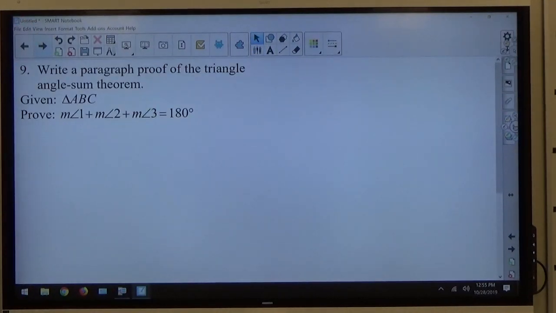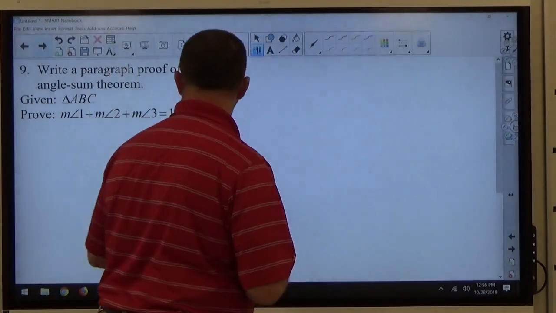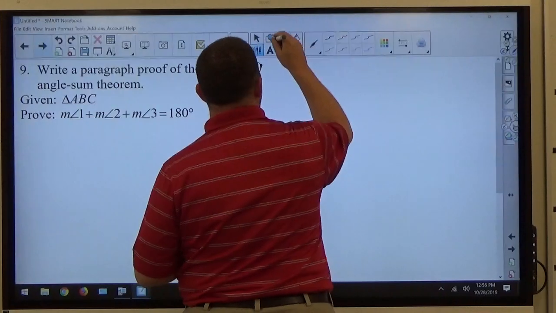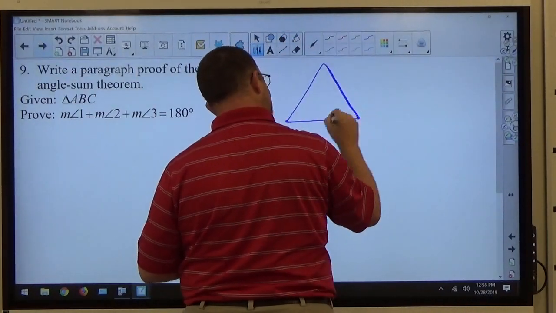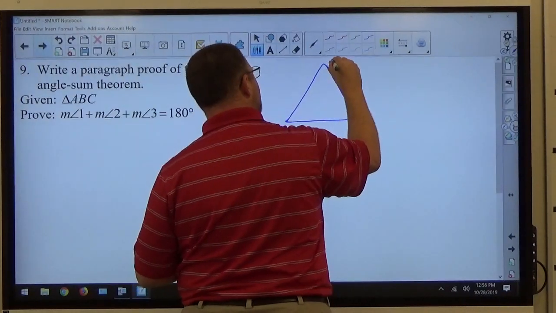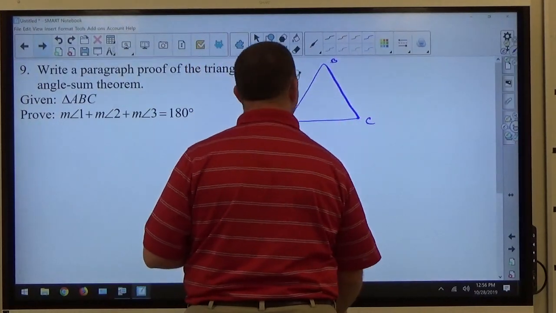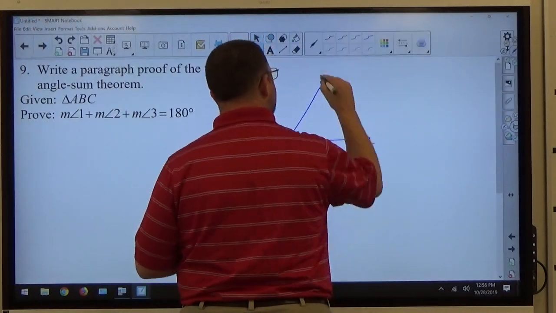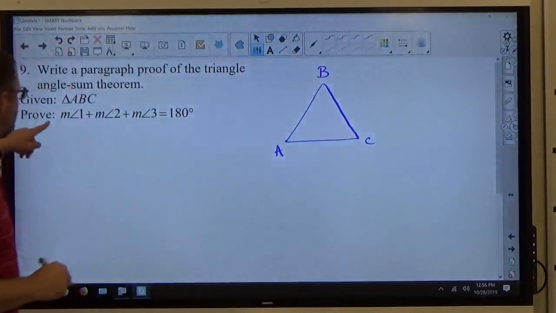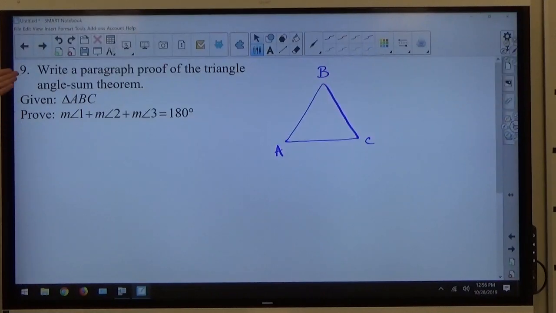Okay, for number 9, they want a paragraph proof. On the test, I simply ask for a proof. So you can do a paragraph proof, you can do a two-column proof. The same statements or reasons have to be there in order to be a correct proof. But it tells us we start off with a triangle ABC, so I would start off by sketching a triangle, like so. And it wants us to prove that angles 1, 2, and 3 equal 180, the triangle angle sum theorem.